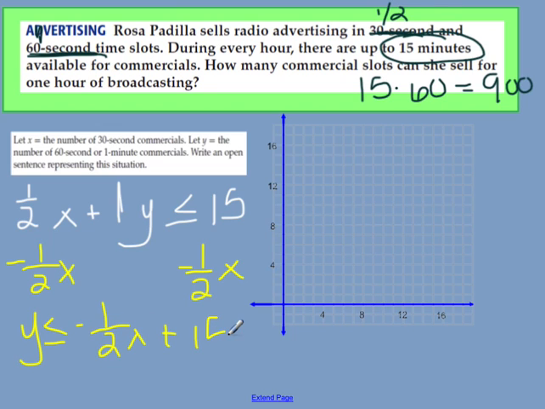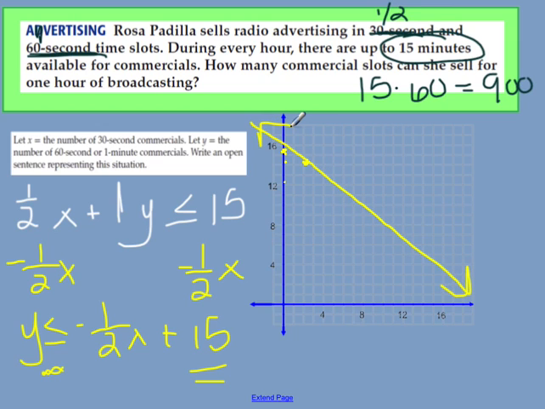plus 15. So now I need to go ahead and graph this. So I'm crossing the y-axis at 15. So here's 12, 13, 14. Here's 15 right here. Okay, then my slope is a negative 1/2. So I'm going down 1 over 2 and plotting that point. Now I notice the line underneath the inequality symbol. That's going to be a solid line.